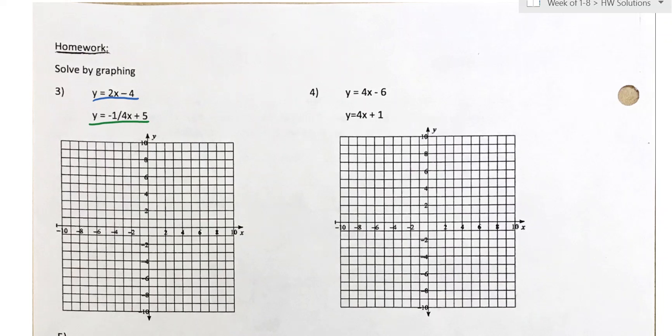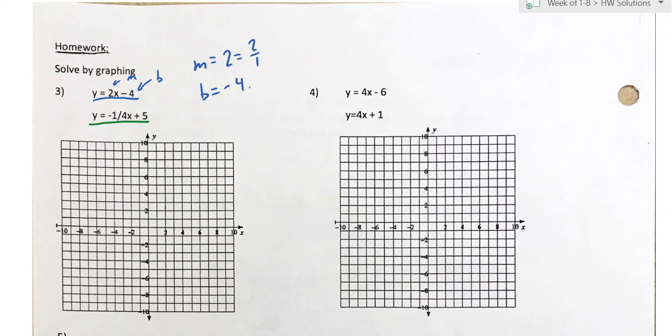So the first one, we can identify the slope and the y-intercept. The slope is the number with the x always. The y-intercept is always the number by itself. So in this case, my slope is 2, or as a fraction, that's 2 over 1. My y-intercept is negative 4.